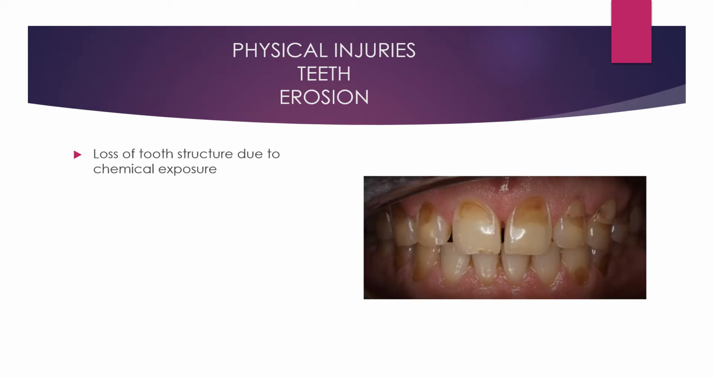Erosion is the loss of tooth structure due to chemical exposure. Erosion is a chemical process. Patients with erosion have habits that allow prolonged exposure to acidic substances. High acid foods and a high rate of consumption of those foods may accelerate the erosive process. Since there is a loss of enamel, many patients experience sensitivity.